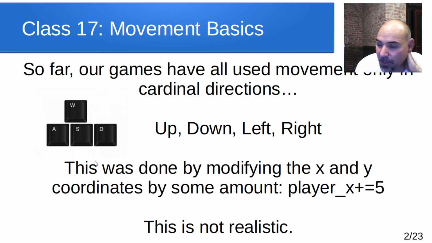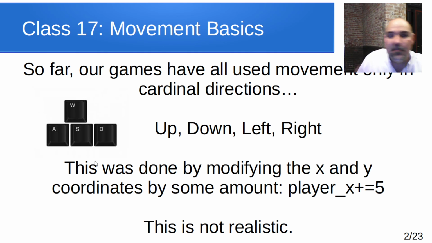So in other words, if I pressed, for example, D, then I would say the player's X variable, add 5 to it. And that makes it move across the screen a little bit to the right. If I subtracted 5, it would move a little bit to the left. If I took the Y and subtracted from it, I'd move up. If I added, I'd move down. But notice that that's not realistic.